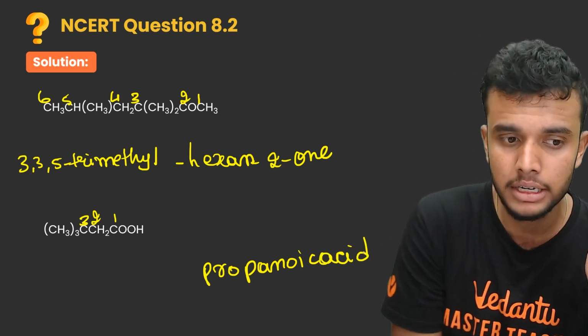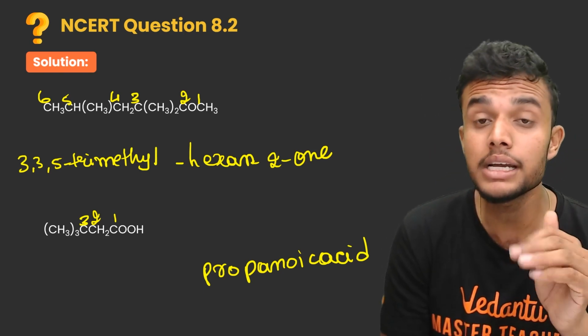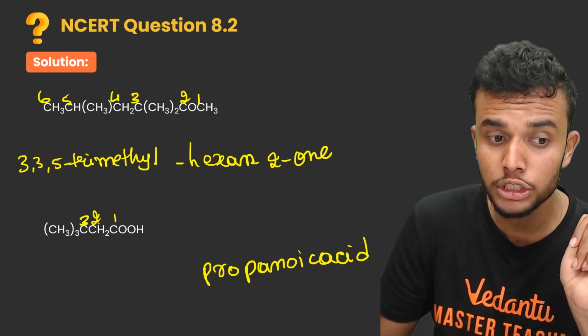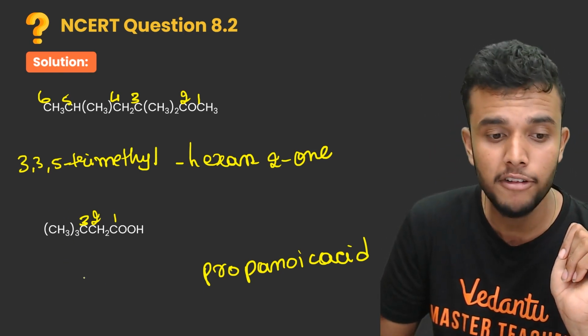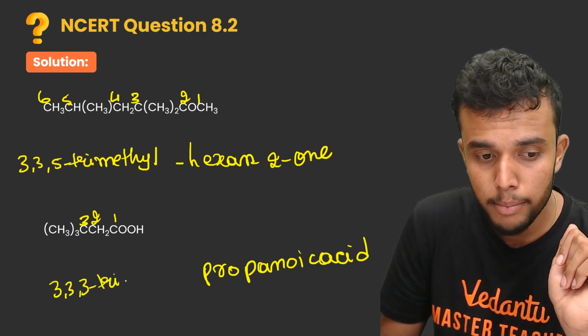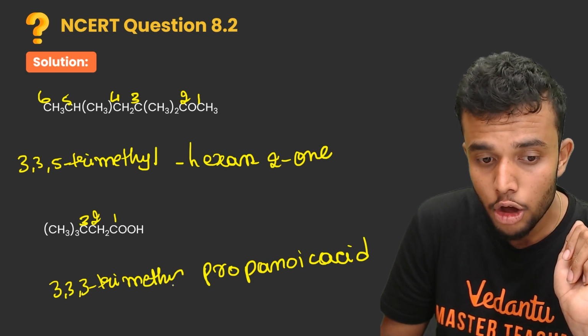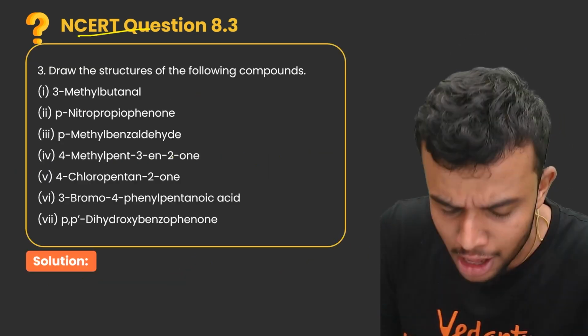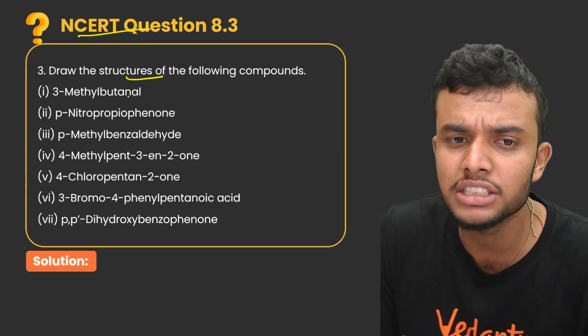Let's move on to the prefix term. Here 3 substituents are present at the same position. The substituent is methyl, so trimethyl. That's why the final name becomes 3,3,3-trimethylpropanoic acid. Understood, students? The question is: draw the structures of the following compounds.